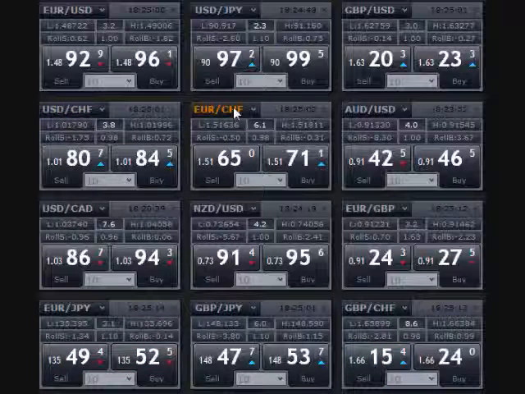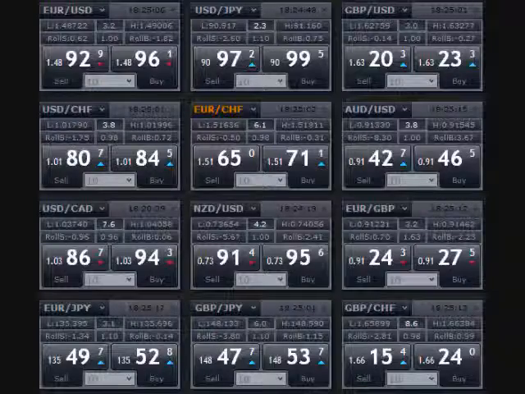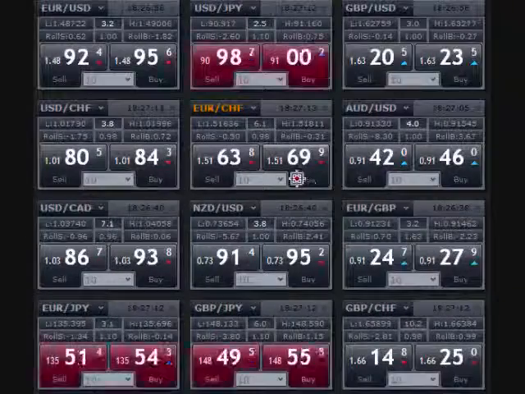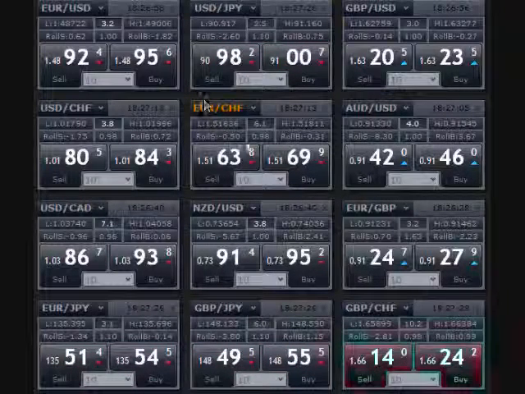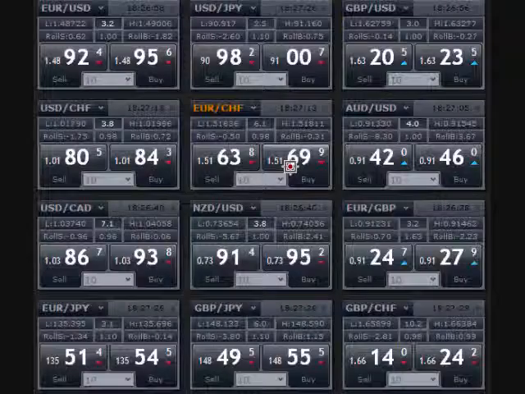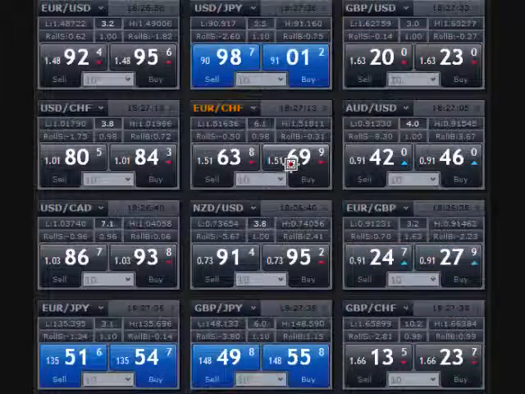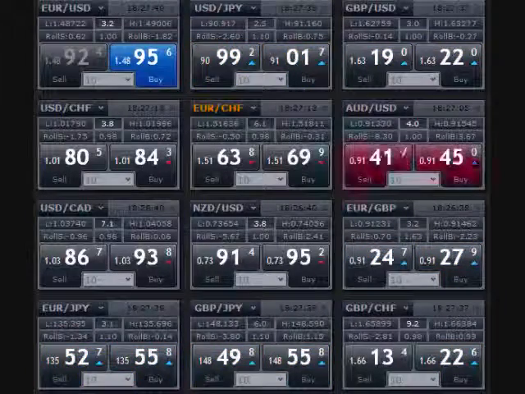Coming over to the crosses. When there are two currencies and neither currency is the US dollar, these are known as cross currencies. Presently it is 1.5169 Swiss francs to buy 1 euro. If you notice the price is suddenly jumping around a little bit, I'm actually pausing this video and filming it in small segments and splicing them together, so you may notice some sudden jumps in the prices.